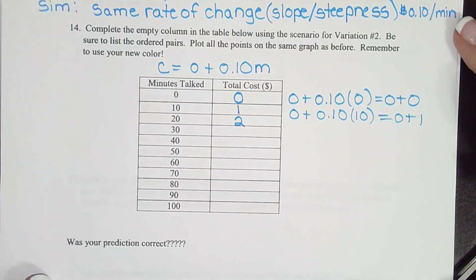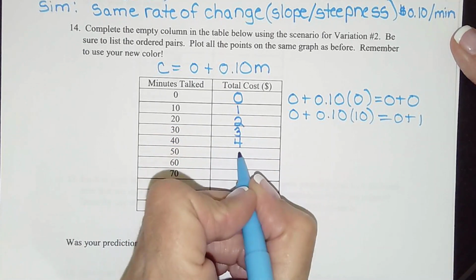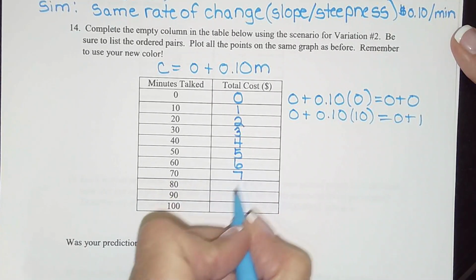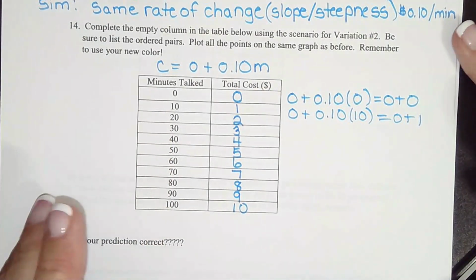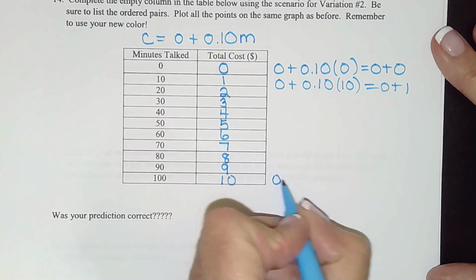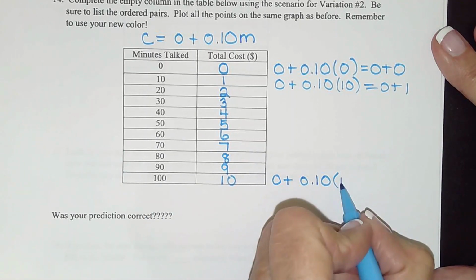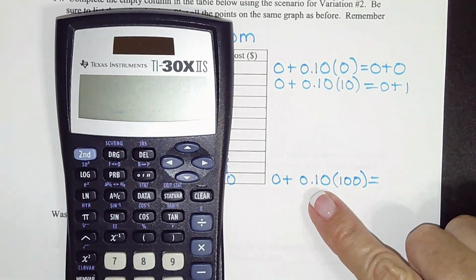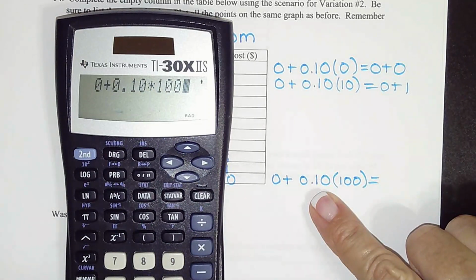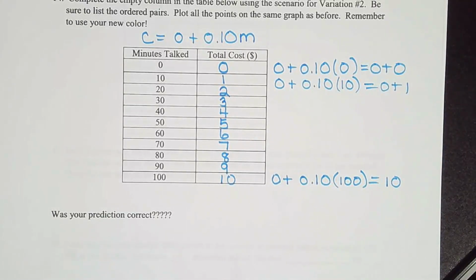So we can see a pattern there. Up 1, up 1, up 1. So we can do 3, 4, 5, 6, 7, 8, 9, 10, and verify that these are all in order. They are. And then, like I said, I always check the last one just to make sure I haven't made any mistakes. 100 minutes. So 0 plus 0.10 times 100 is $10. Ding, ding, ding, ding. So that verifies that we did our table correctly.